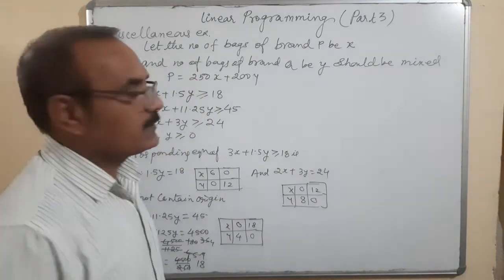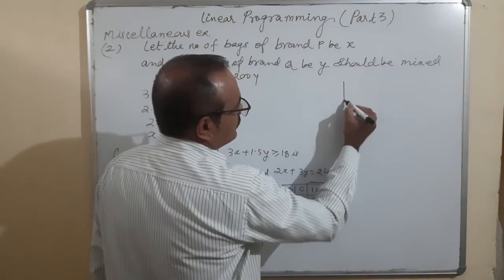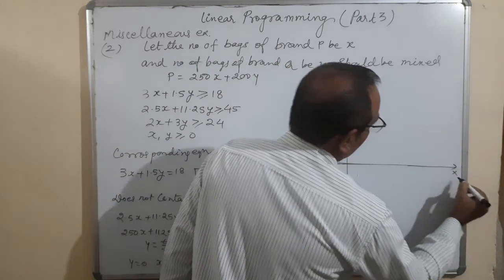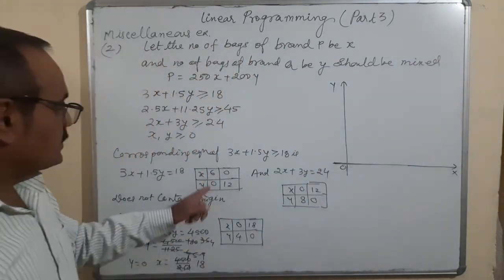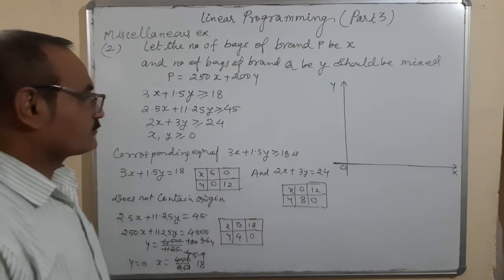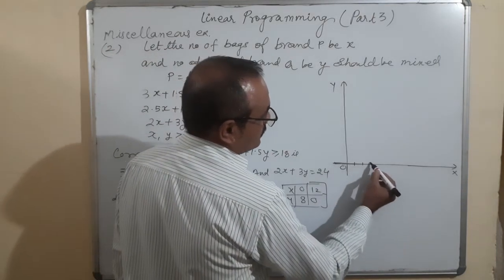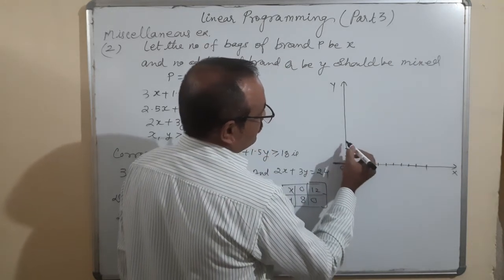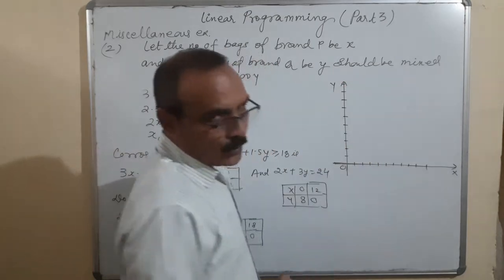So now we are going to make a graph. I think all the positive terms are there. Which scale should be taken? The x values are 6, 12, 18, so I think it is better to take a scale of 2, 2. So it is 2, 4, 6, 8, 10, 12, 14, 16, 18, 20.